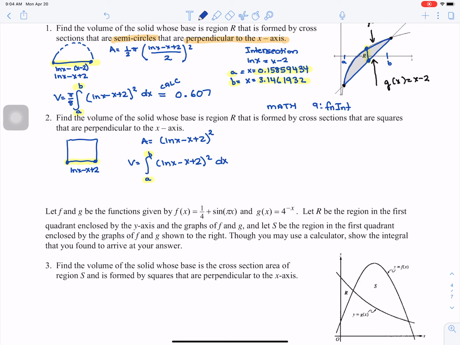So when we do this, we would get this being equal to 1.545.